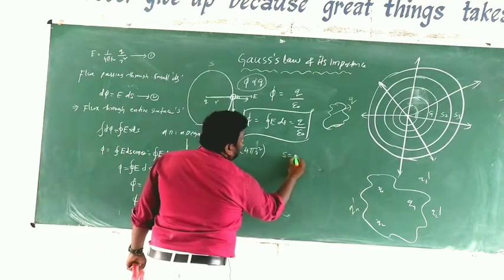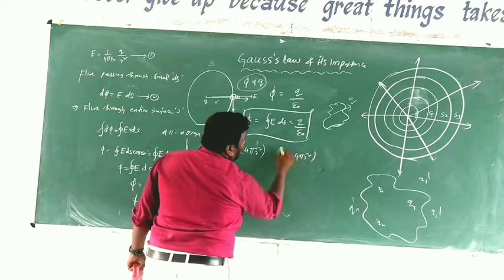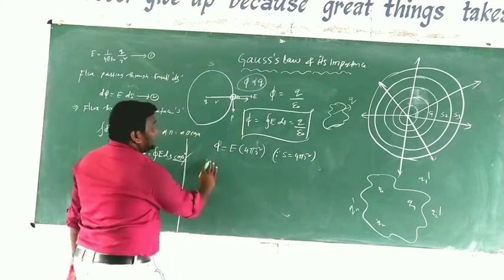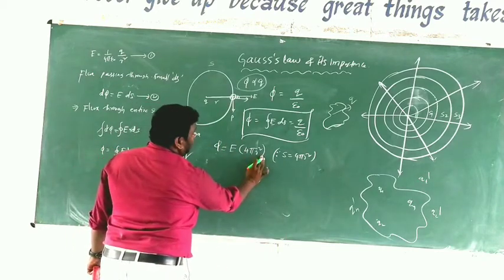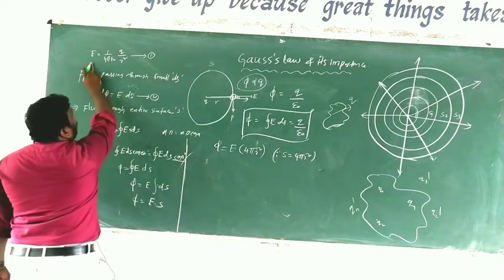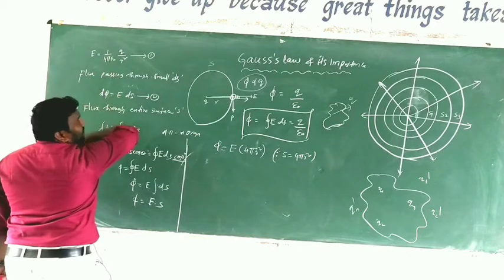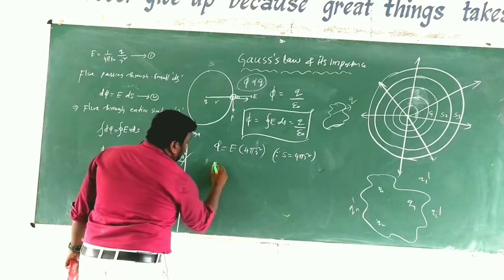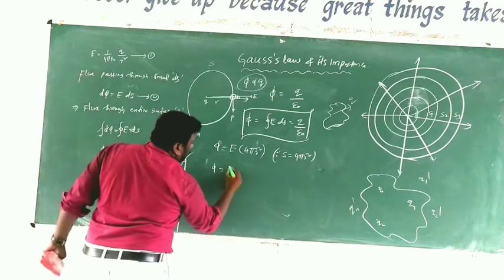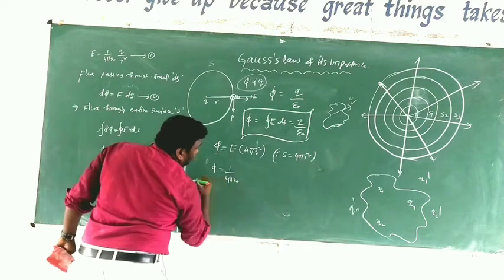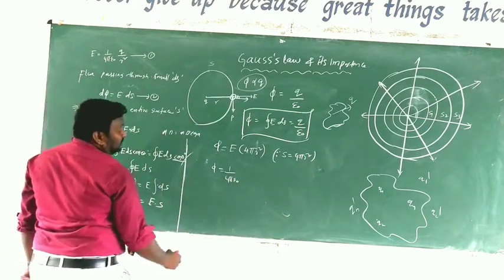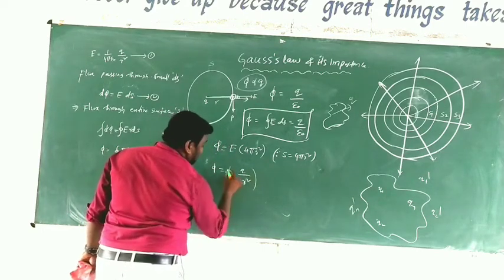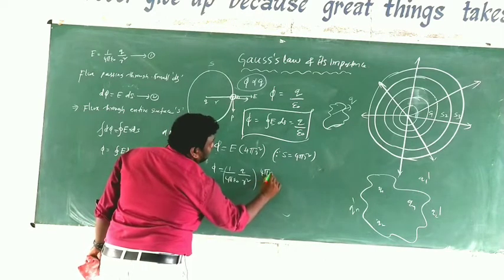Now here, since S is the surface area of the sphere, phi is equal to E into 4 pi r square. Then what is the value of E? 1 by 4 pi epsilon naught q by r square. Then I am writing phi is equal to, substituting this value, 1 by 4 pi epsilon naught q by r square into 4 pi r square.